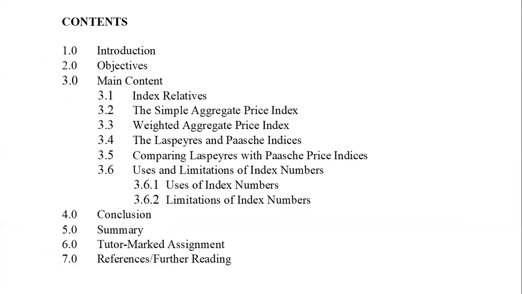So under this, we want to look at the index relatives, then the simple aggregate price index, weighted aggregate price index, the Laspeyres and the Paasche indices. We'll compare the Laspeyres with the Paasche price indices, and we also state the uses and the limitations of index numbers. So that is what we want to look at for now.